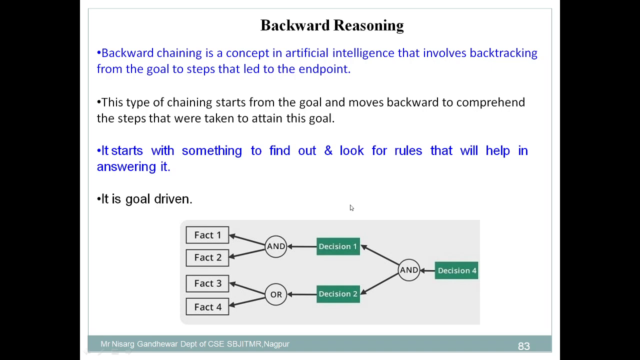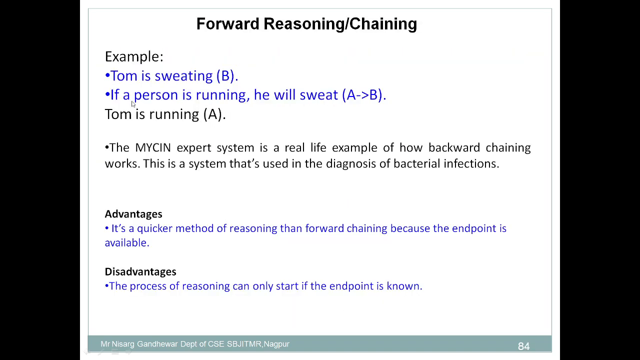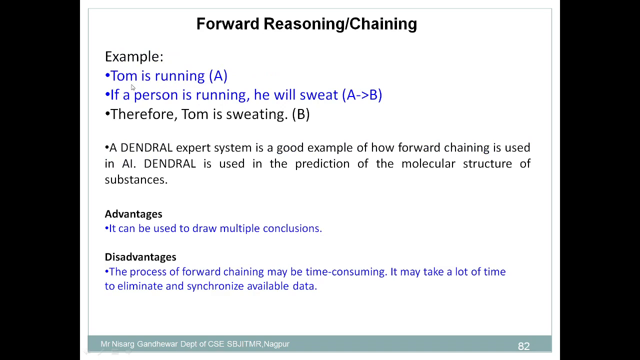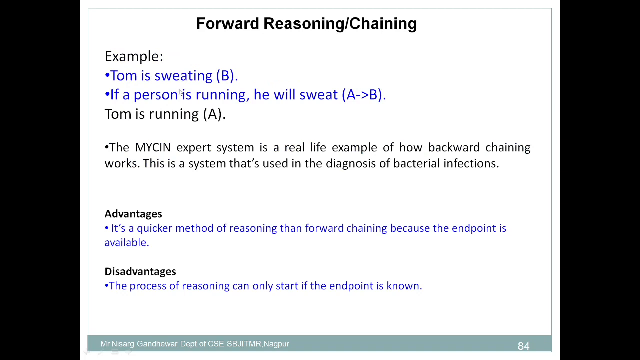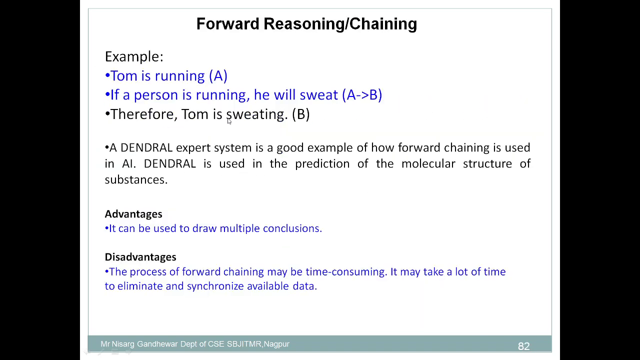Let's take a simple example to understand backward reasoning. We continue the same example from forward reasoning. In forward reasoning we concluded that Tom is sweating. Now in backward reasoning, Tom is sweating is the goal state, and Tom is running is the initial state, and this is the inference or fact that is available with us. In forward reasoning, this is the initial state, this is the goal state, and this is the fact rule that we applied to move from the initial state to the goal state.